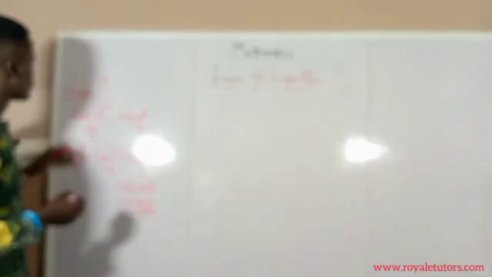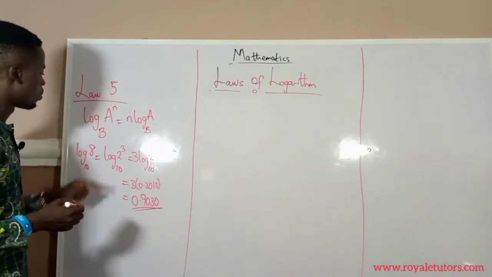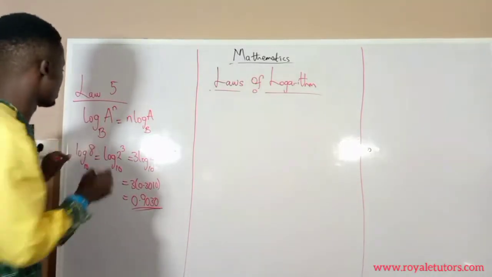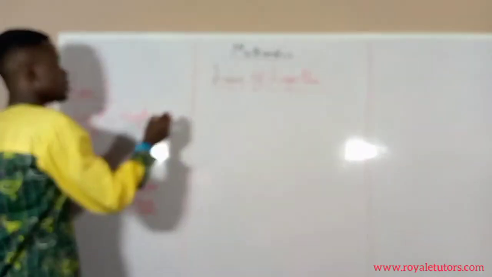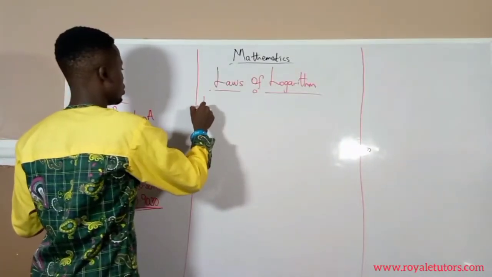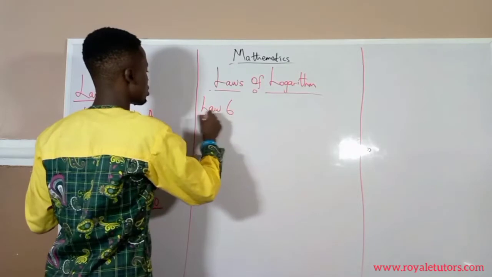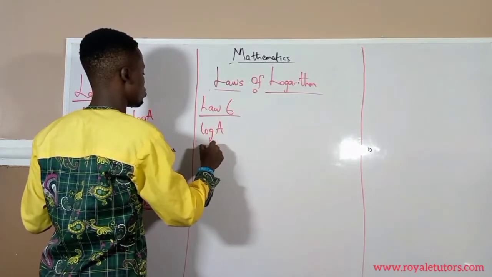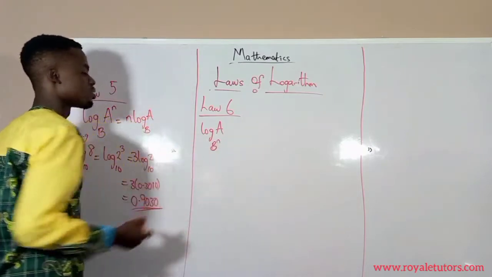Okay, what if the power is not here? What if the power is here? This is just an example. That would be law 6. So you have log a base b raised power n. Yes, let's say it's something like this.